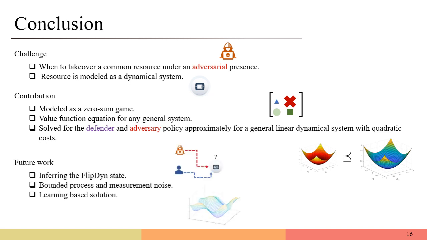Future directions include inferring the FlipDyn state. Here we assumed we knew the FlipDyn state at any given time instance. What if the colleague was stealthy and you didn't know when he changed the thermostat temperature? Adding bounded process and measurement noise. And finally, as opposed to restricting ourselves to a quadratic form, what if we were to use a learning-based method to represent the value function via a more complicated form as shown here?